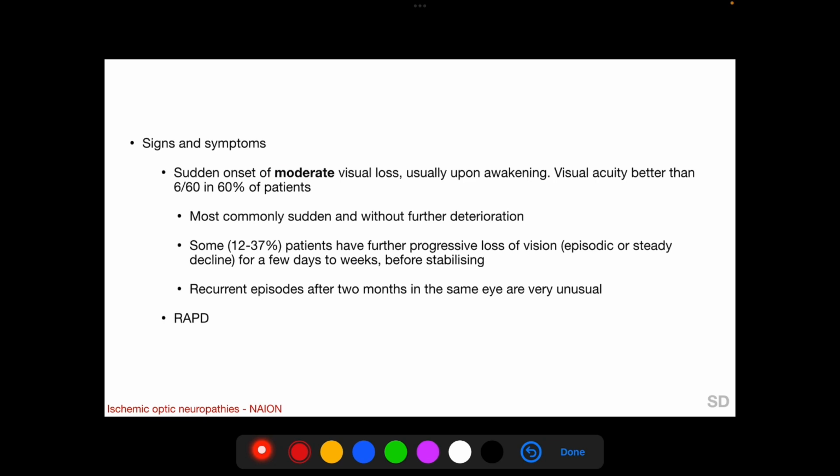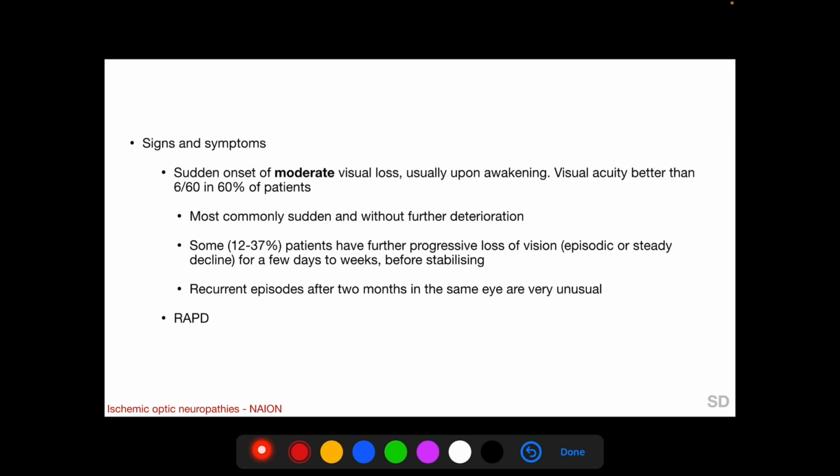So non-arteritic AION presents as a sudden onset of moderate visual loss, and this happens usually upon awakening from sleep. The visual acuity in majority of the patients is better than 6/60, in contrast to arteritic AION.